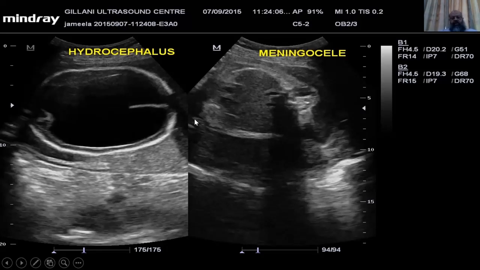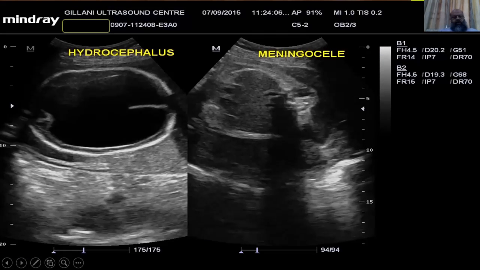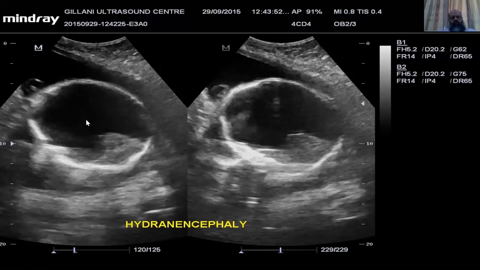This is hydrocephalus, bilateral ventriculomegaly, and here is again only fluid is visible.